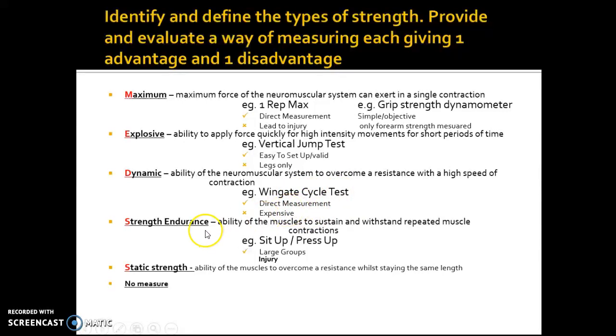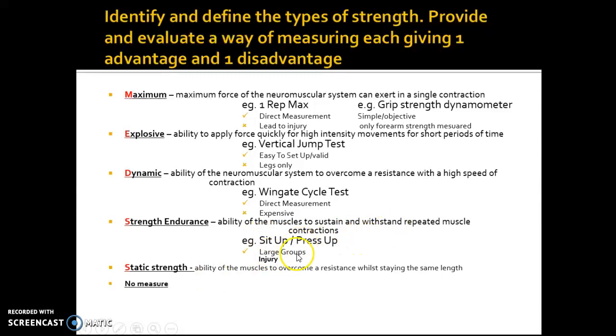I'll move on. Strength endurance. This is the ability of the muscles to sustain and withstand repeated muscle contractions. Test for this: the set up, press up, bleep tests. So it's a progressive measure to exhaustion, doing sequential press ups over different levels. The time between the beeps will get smaller, similar to the multi-stage fitness test.